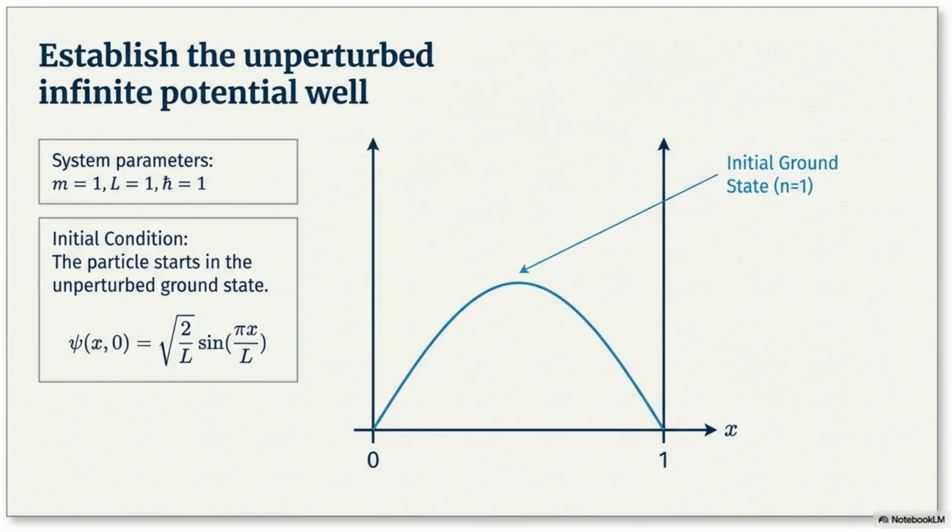We begin by establishing the unperturbed infinite potential well. System parameters are set to m=1, L=1, and ħ=1. The initial condition places the particle in the unperturbed ground state, ψ₁(x, 0).